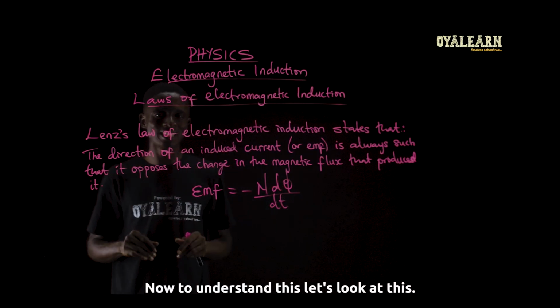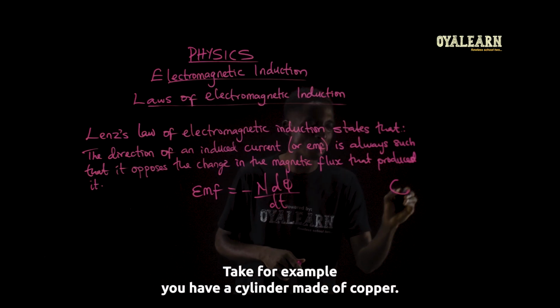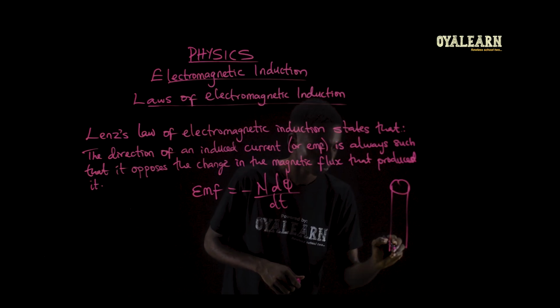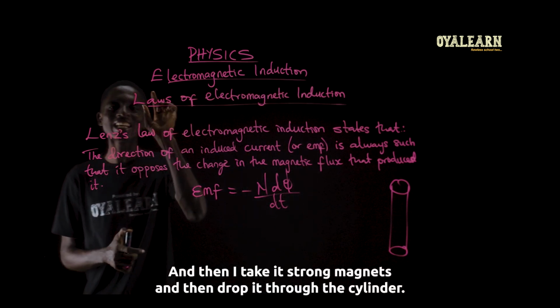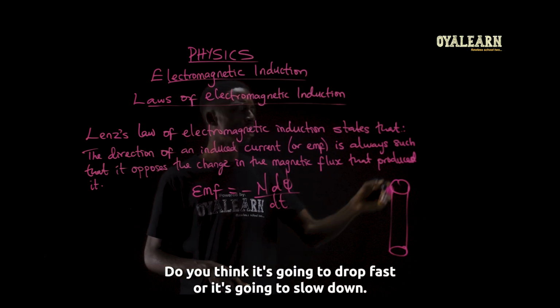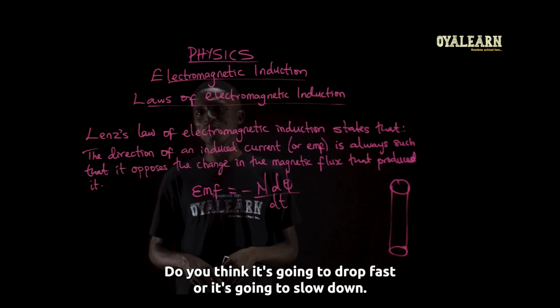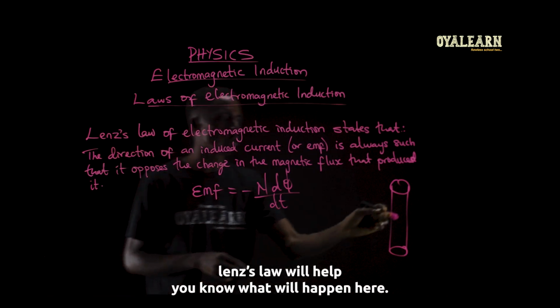Now, to understand this, let's look at this. Take, for example, you have a cylinder made of copper. Okay, a cylinder like this made of copper. And then I take a strong magnet and drop it through the cylinder. Do you think it's going to drop fast or it's going to slow down? You see, a good understanding of this Lenz's law will help you know what will happen here.